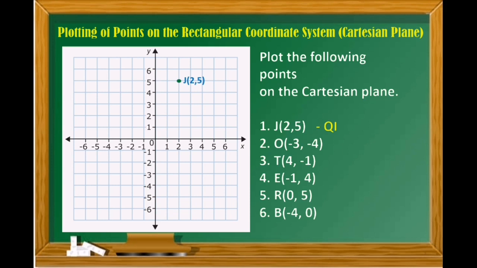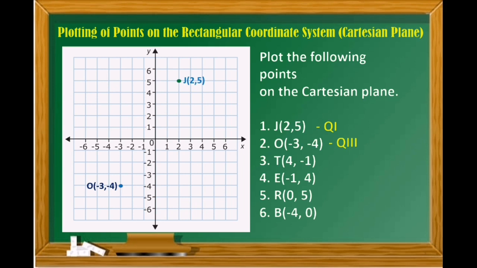Number 2 is point O. O has the coordinates (-3, -4). Both x and y coordinates are negative, therefore point O is located in the third quadrant. Starting at the origin, we shall move 3 units to the left and 4 units downward. There! That's the location of point O.